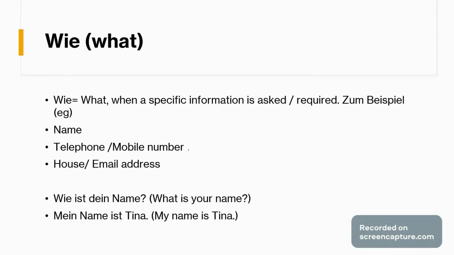Okay, now wie is also used as "what". Now, when do we use "what"? It is used when you're asking about a specific piece of information, when specific information is asked or required. For example, if you're asking someone's name, that is specific information. So you'll ask "Wie ist dein Name?" What is your name? "Mein Name ist Tina." My name is Tina. Okay. Next, if you're asking someone's telephone number, mobile number, house number, or email address, then you also use wie. Wie is used for specific information.